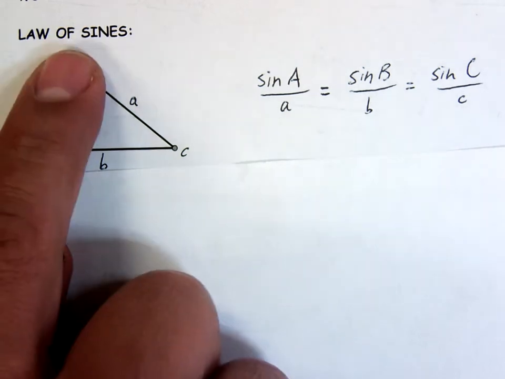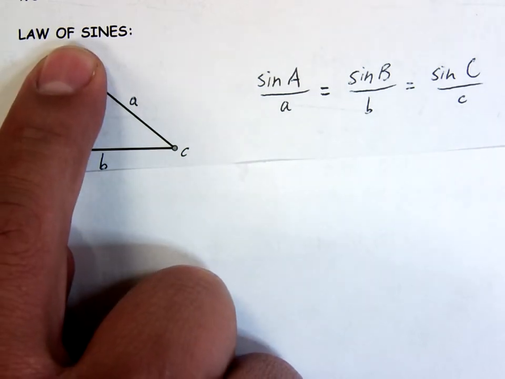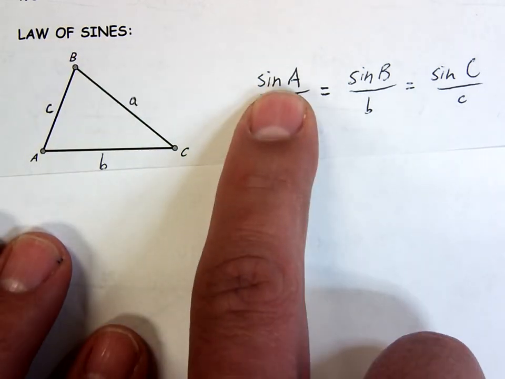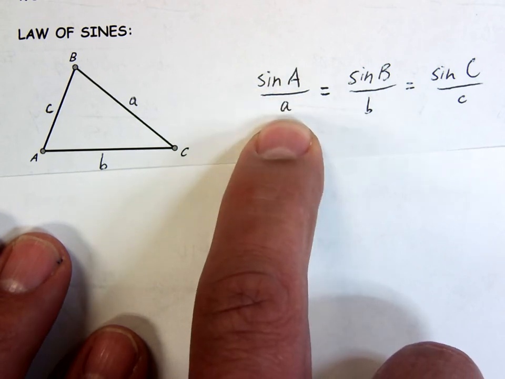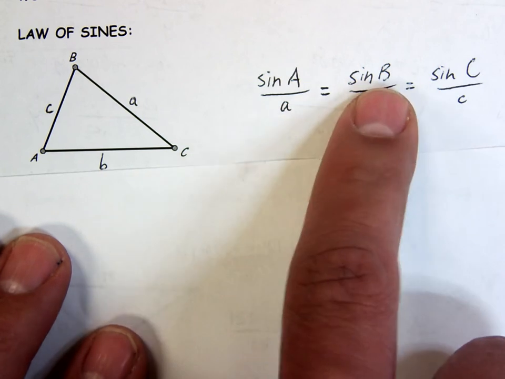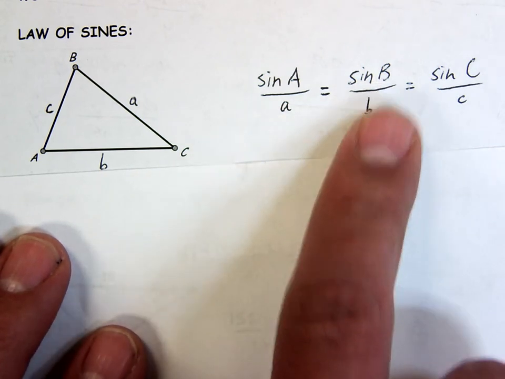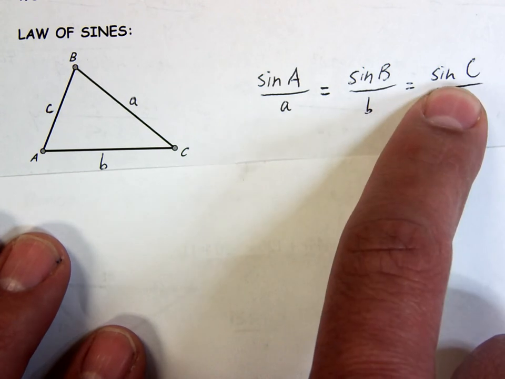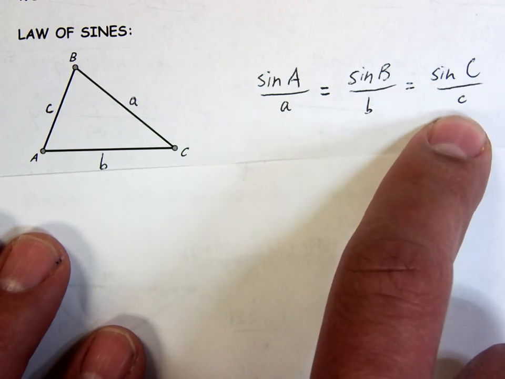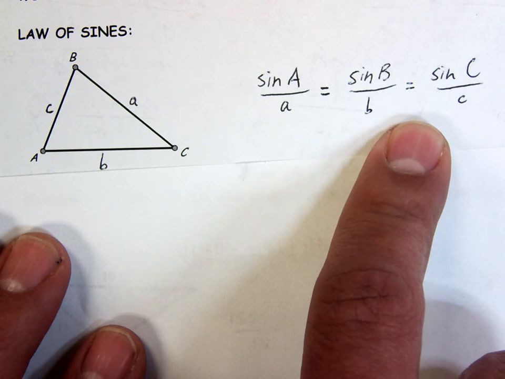Okay, so the law of sines says that I can do this, that this is allowed. I can take the sine of angle A, put it over the length of side A, and it should be proportional to the sine of angle B over the length of side B, and the sine of angle C over the length of side C. So this right here is called the law of sines.